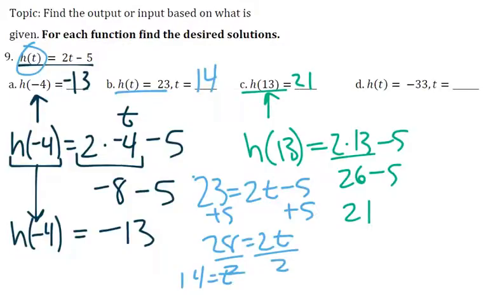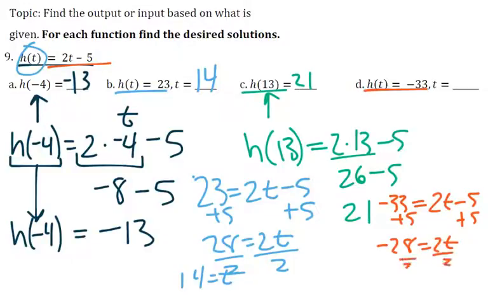And if we look at part D, same idea. It gives us the output. So we go negative 33 equals our function 2t minus 5, and then we solve for t the same exact way. So negative 33 plus 5 would be negative 28 equals 2t divided by 2. We'd get negative 14 equals t.